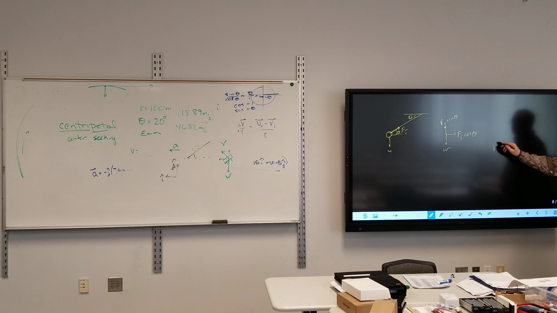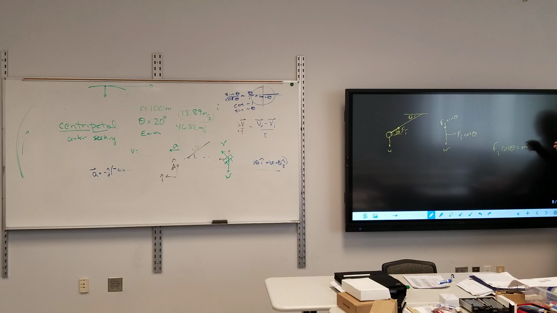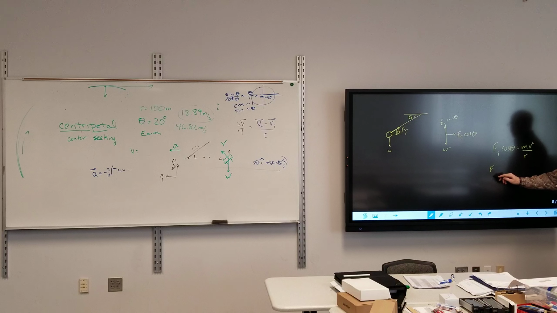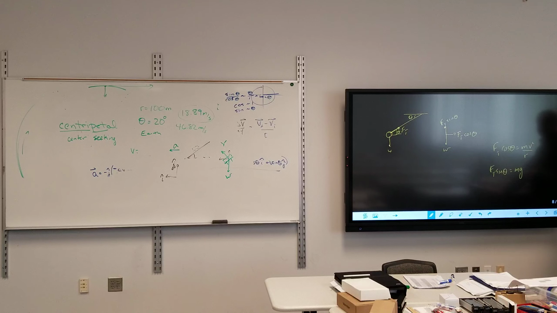My equations of motion, F_T cosine theta is equal to m a sub c, or m v squared over r. I'm going to go ahead and make the substitution now. And then F_T sine theta is going to be equal to mg. I skipped some steps. If I divide this divided by that, I get tangent of theta is equal to g r over v squared.